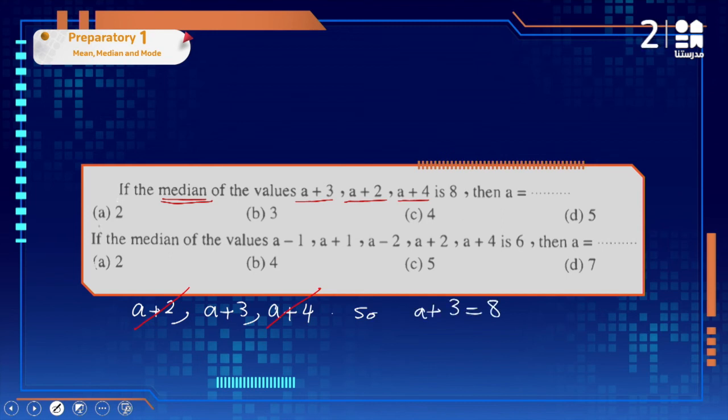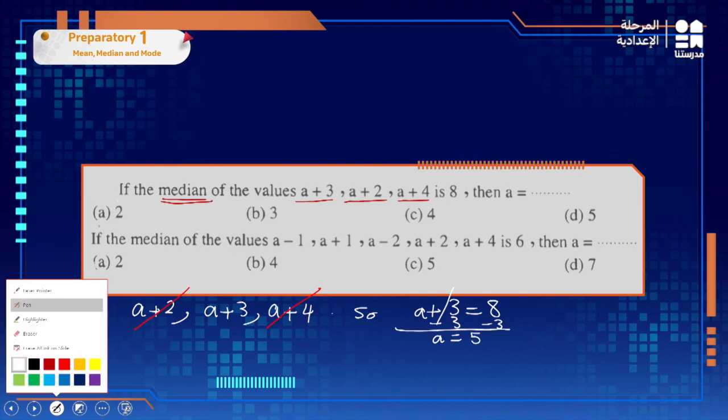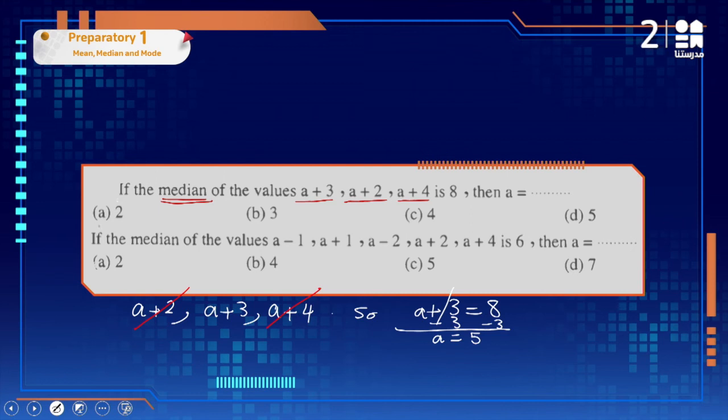How can we solve this equation? By subtracting 3 from both sides, or move this positive 3 to the other side. So a is 5. 8 minus 3 is 5. So the correct answer is letter D.